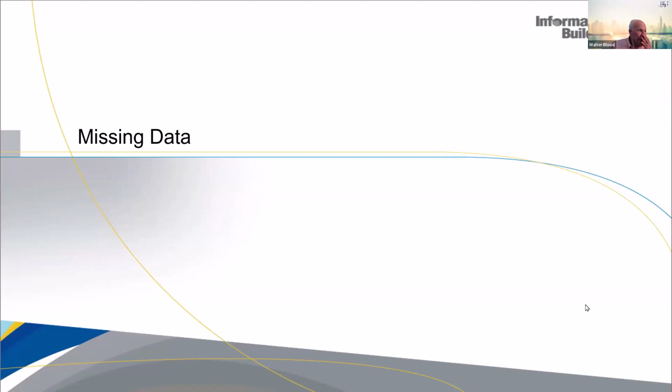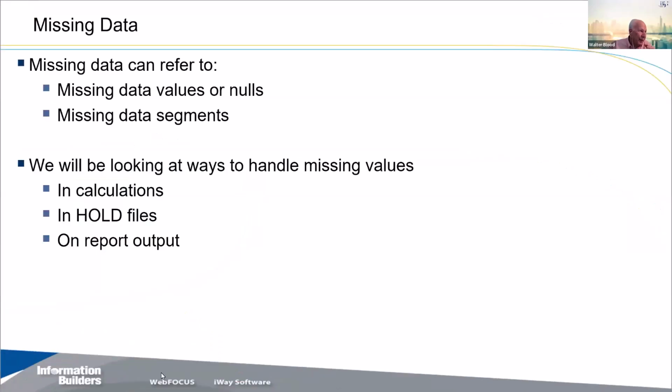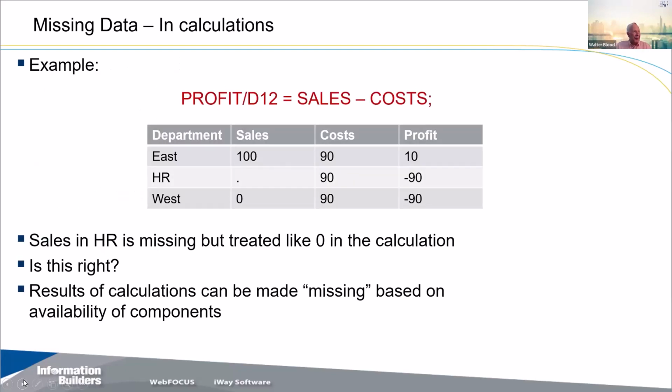All right. Let's move on to missing data. What is it? Missing data is data that is either blank, missing data values or nulls, or it's structural, what I'll call missing segments. And let's take a look at the way we handle these in calculations, in whole files, and on report output.